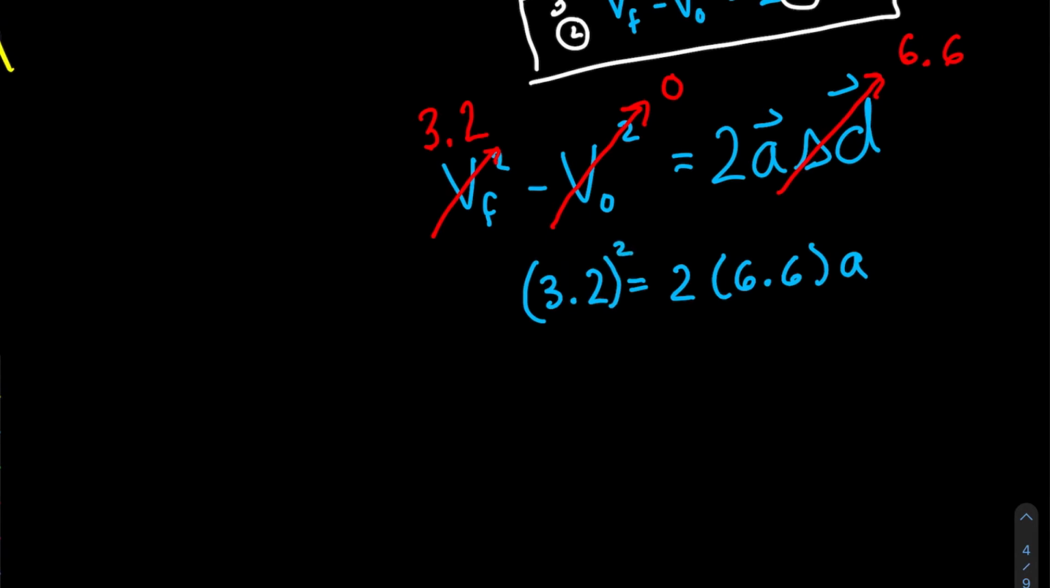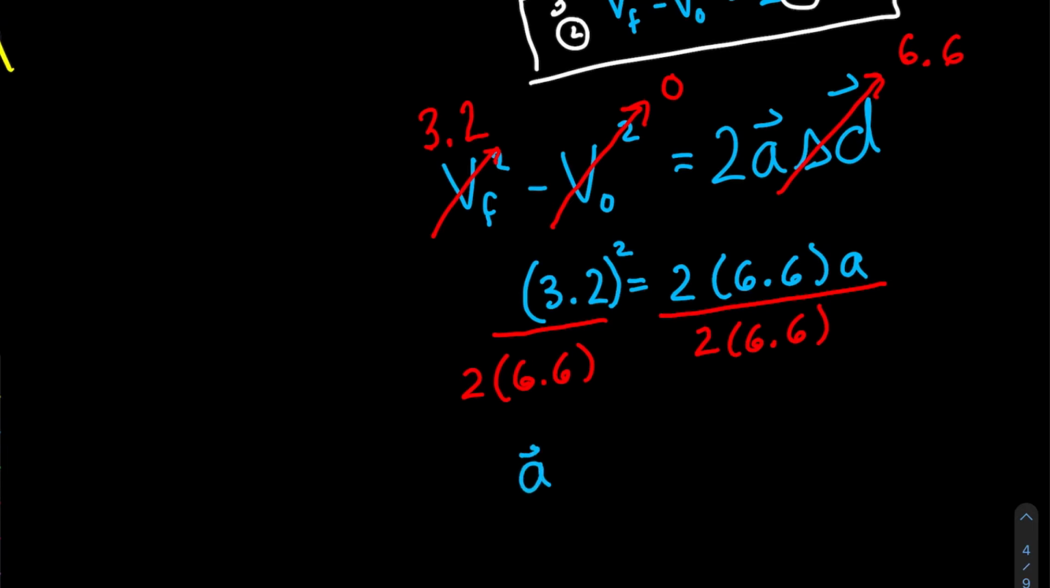To simplify for the acceleration, we need to isolate for it, so divide by the coefficient of the acceleration, which is going to be divide both sides by 2 times 6.6. So finally, we're going to get that the acceleration equals 3.2 squared divided by 2 times 6.6, which is approximately 0.78 meters per second squared.